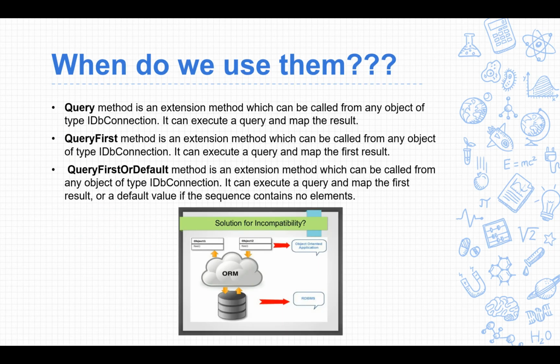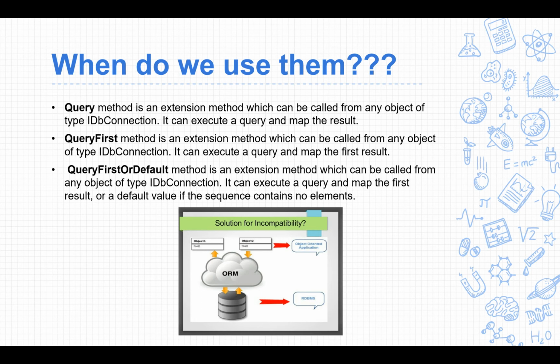These are the most commonly used methods to query data from the database in Dapper: Query, QueryFirst, and QueryFirstOrDefault. So when do we use them? Query is often used whenever the SQL statement that we are trying to execute in the underlying database returns more than a single record. Whereas if the query returns a single value, that means a scalar value or a single record, then we use QueryFirst or QueryFirstOrDefault.